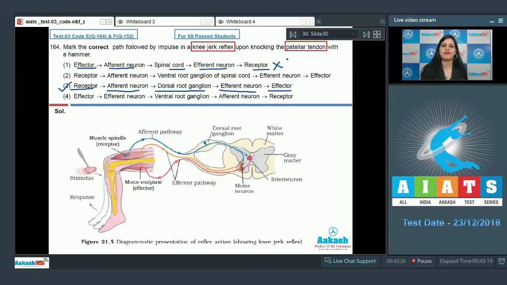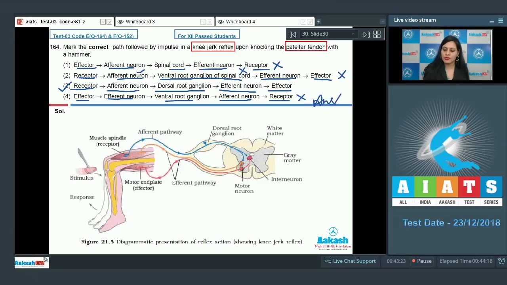This is an incorrect option because this reflex action starts from receptor and not from effector, because the stimulus is detected by the sensory receptor and not by effector. The next option given is receptor, then afferent neuron, then ventral root ganglion of spinal cord, then efferent neuron and effector. This is an incorrect option because the afferent neuron carries the impulse to the dorsal root ganglia of spinal cord and not to the ventral root ganglia. The last sequence given is effector, afferent neuron, ventral root ganglion, efferent neuron and receptor, and this is also an incorrect sequence because the stimulus is received by receptor and not by effector.